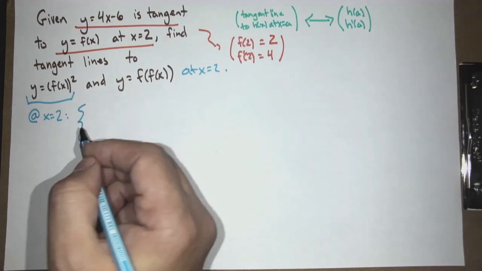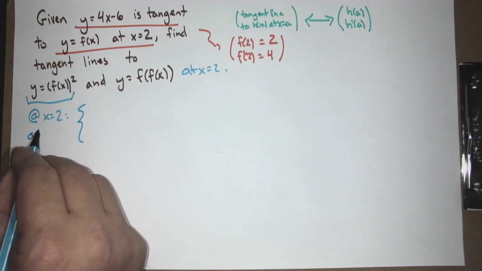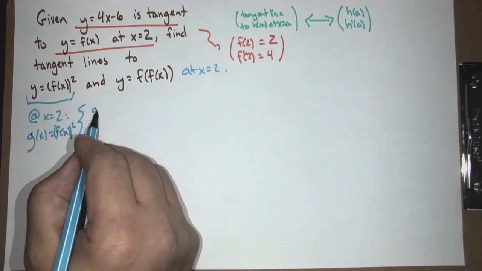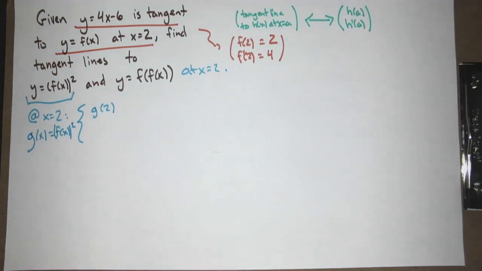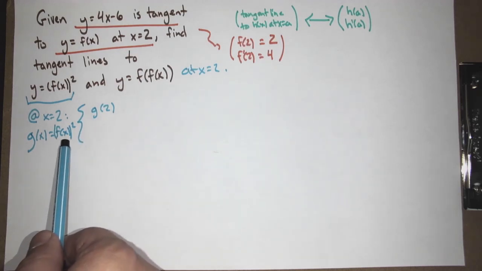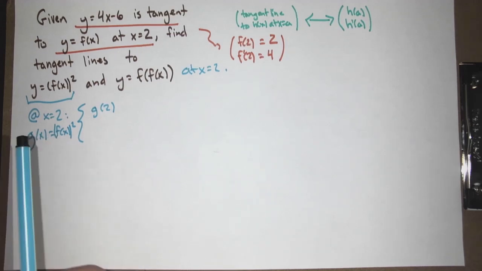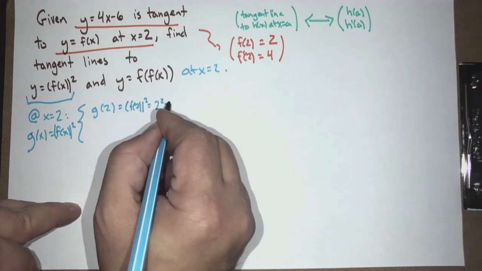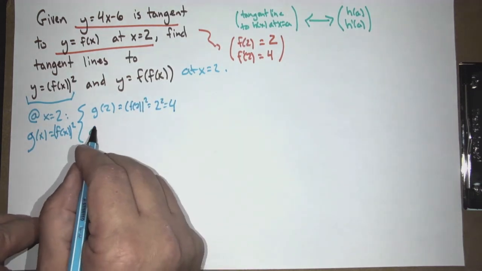Well, let's call this f of x squared g of x for a second. What is g of 2? And how do we know it? Four? How do you know it? Because you plug 2 in. g of 2 is f of 2 squared. So that's 2 squared, which is 4. All right, how about g prime of 2?